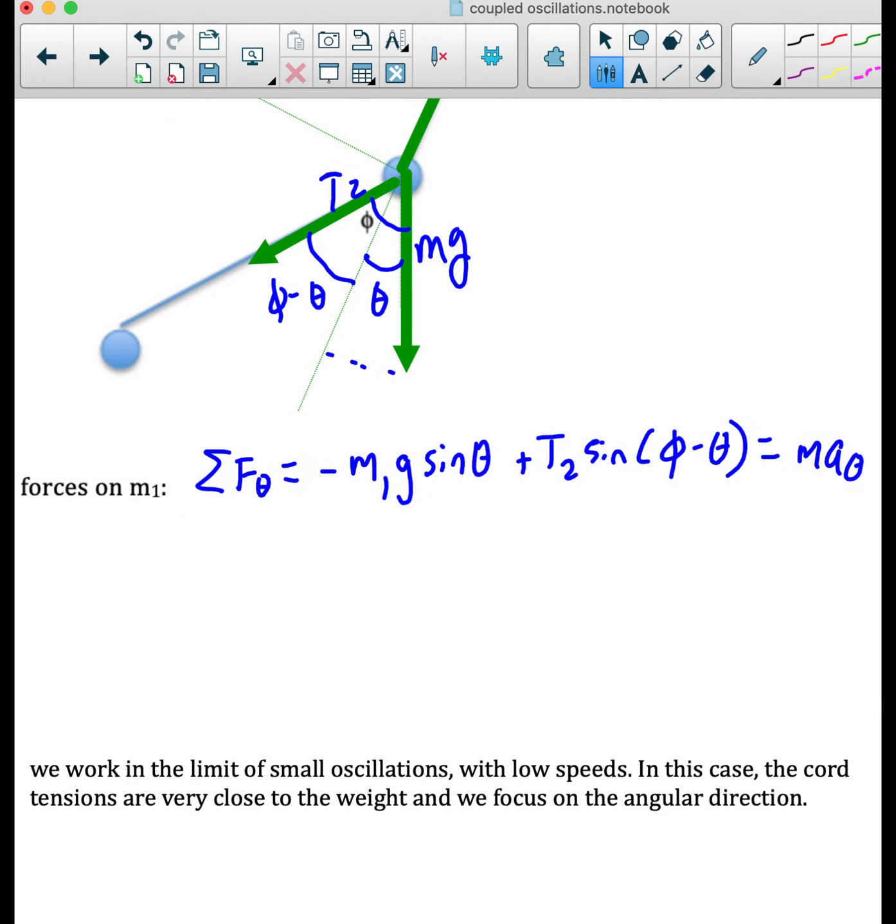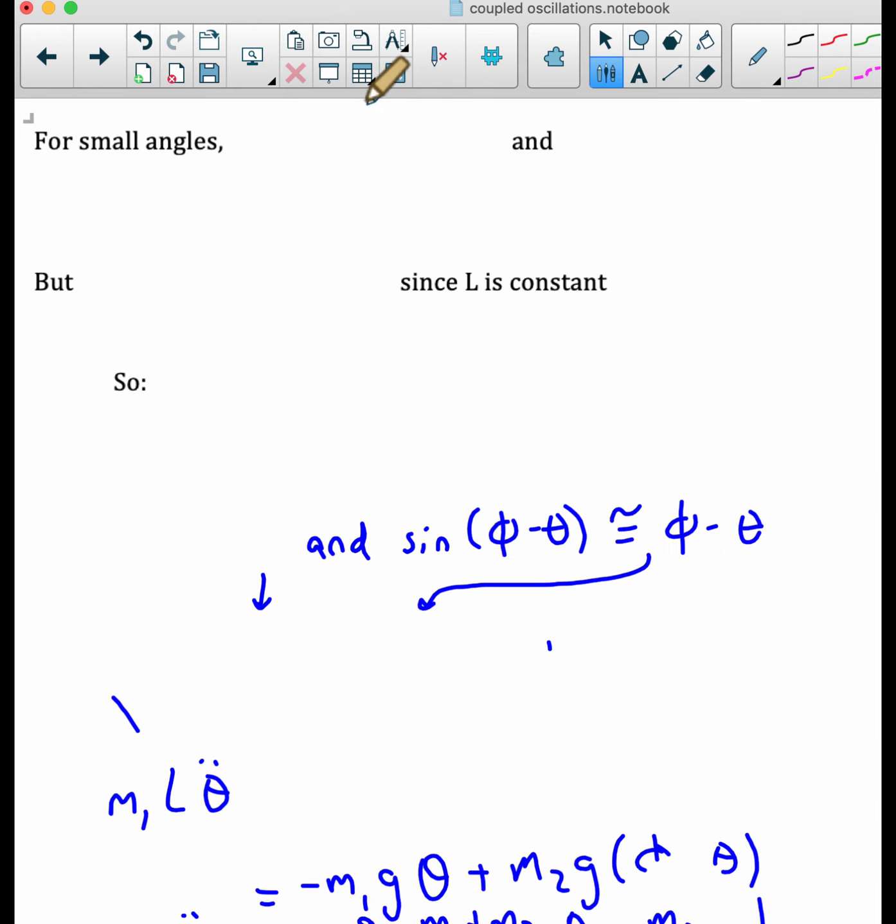Now, in the radial direction, sort of along the string, we're going to assume the angles are very small with fairly low speeds, and therefore the chord tensions are approximately just going to end up equaling the weights. So the tension in this second chord is just going to equal the weight of the lower bob. So T2 will be approximately m2g. And then the tension in the first string is just going to be approximately both weights, since it's supporting both pendulum bobs.